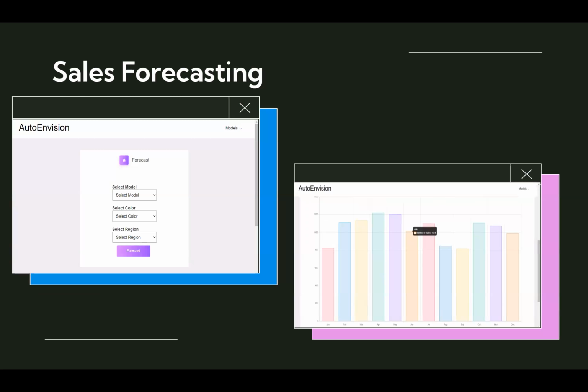Yeah, so basically the model learns from the patterns we provided. That is the main focus of using FB Prophet and giving accurate predictions.